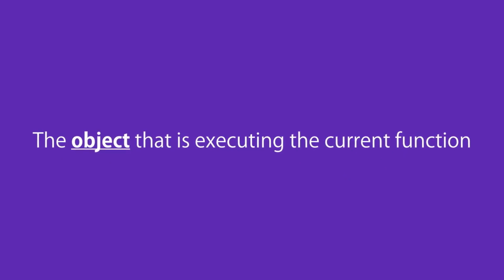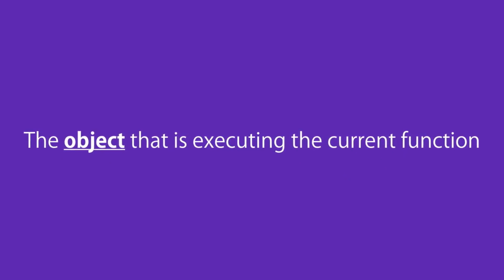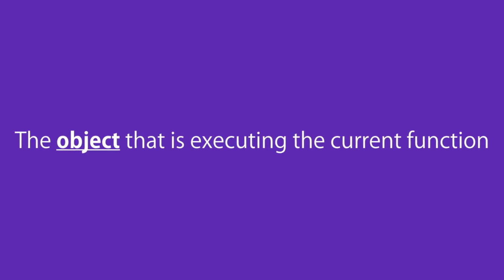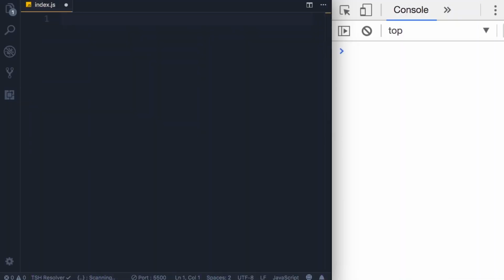So what is this? This references the object that is executing the current function. Here I'm going to give you a very simple rule of thumb. If that function is part of an object, we call that function a method, right? So if that function is a method in an object, this references that object itself.